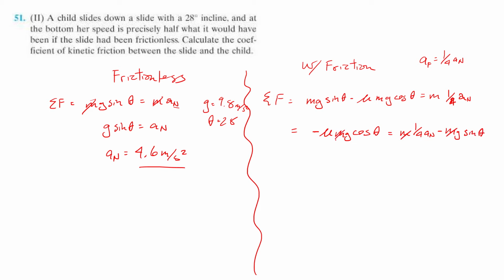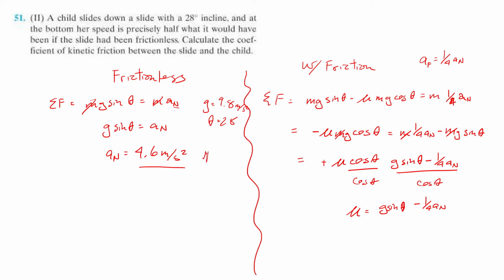Oh, we could cancel out all these m's. Why didn't I do that earlier? Then, let's make that into a positive. The coefficient times cosine theta is equal to g sine theta minus 1/4 AN, divided by cosine theta. So the friction coefficient is equal to g sine theta minus 1/4 of that initial acceleration, which we have right here, divided by, oops, forgot the g there, g cosine theta. If you plug in all your numbers, you should get that the friction coefficient is like 0.398 or so. If you round it to 2 sig figs, which is what the problem gives you, you get 0.40.